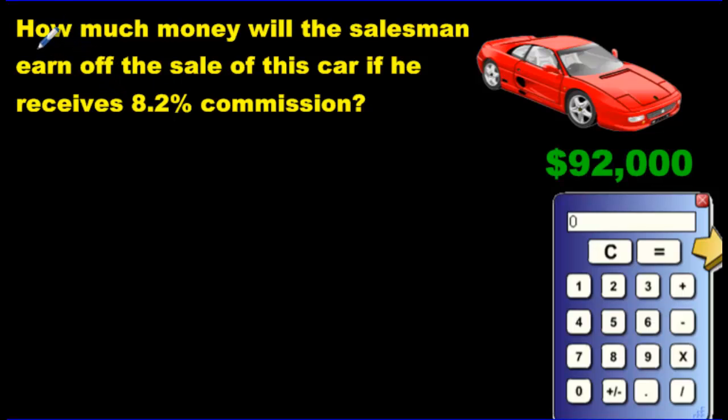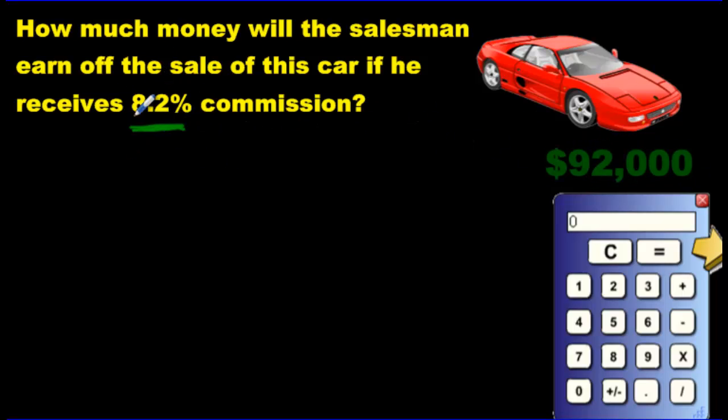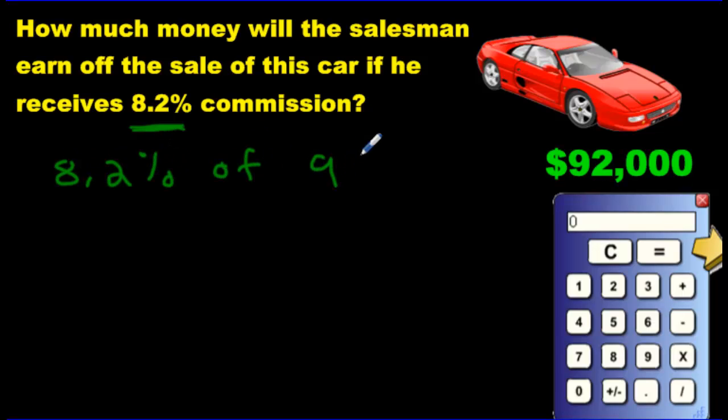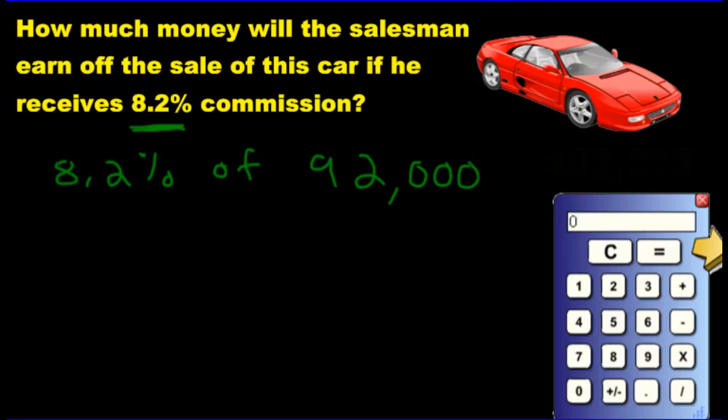And the last question states that we've got a salesman. He's selling used Ferraris, still in good condition, $92,000. It's not bad for this model. How much money will the salesman earn off the sale of this car if he receives 8.2% commission, which means that whatever he sells, he's going to get 8.2% of it. 8.2% of it. You see what I'm getting at? 8.2% of $92,000 is what we need to find out.